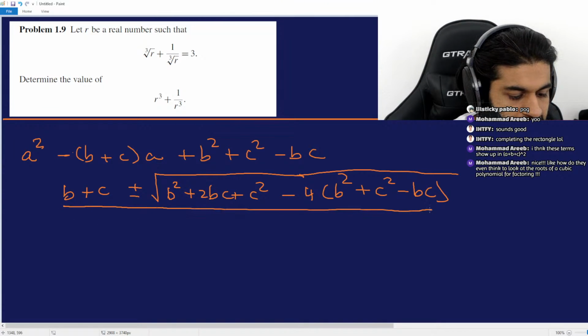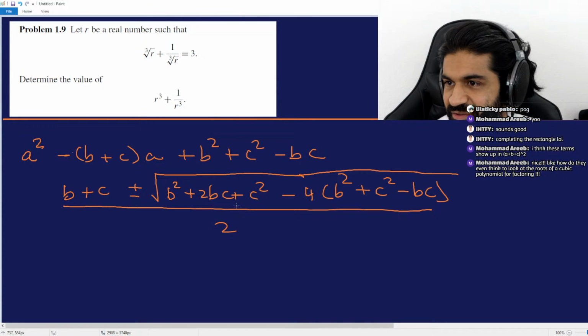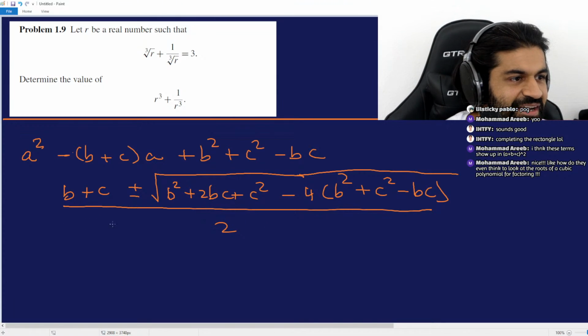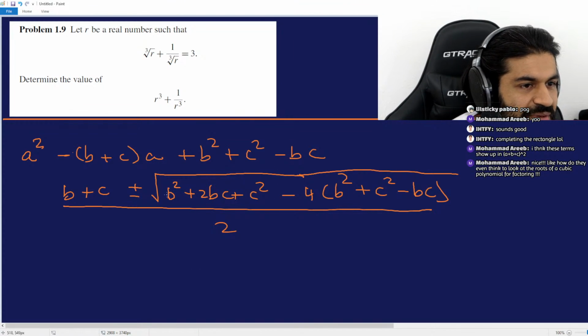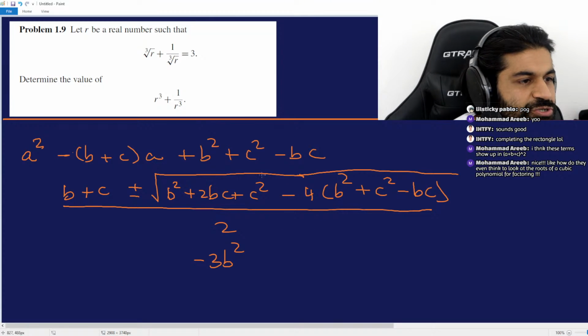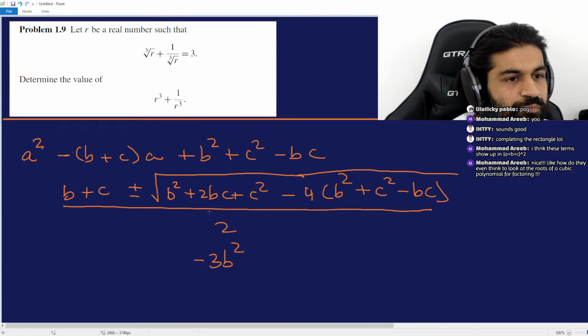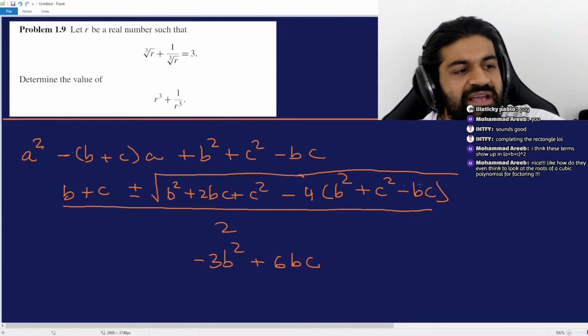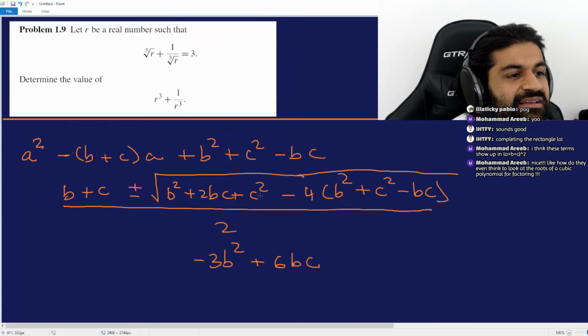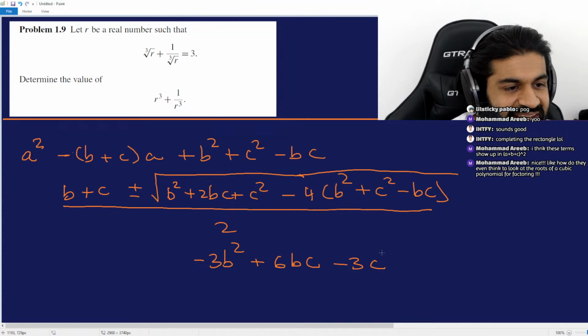over 2, right? This is going to be the roots of this equation. All right. So now you can subtract some stuff off, and so inside here, if you stare at the discriminant for a second, this is going to be b squared minus 4b squared, which is going to be negative 3b squared. 2bc plus 4bc is going to be 6bc. Once again, I'm looking underneath the square root. And then c squared minus 4c squared is going to equal minus 3c squared.